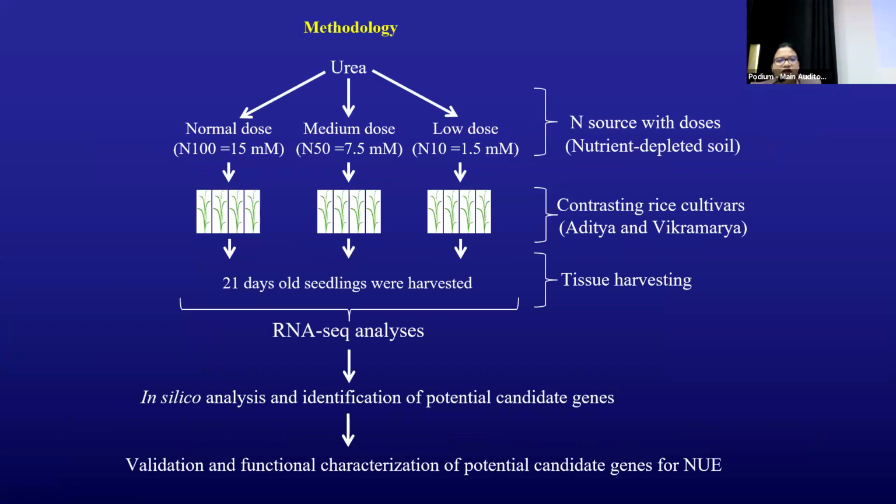So we have used 3 different doses of urea for 2 contrasting genotypes that were earlier identified in our lab, Aditya and Vikramarya. After 21 days of treatment, we harvested the tissue, isolated RNA, and gave the RNA for RNA-seq analysis. After that, we have done all the in silico analysis, and the validation process is going on.